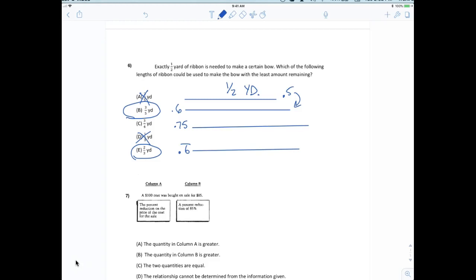Now, again, that's why it's important for you to know the fractions converted to decimals, because I don't really like to compare fractions. Do you agree with that? All right. So what's the matter, Leighton? I'm still a little confused about it. So it had to be the closest to a half yard. Exactly right.